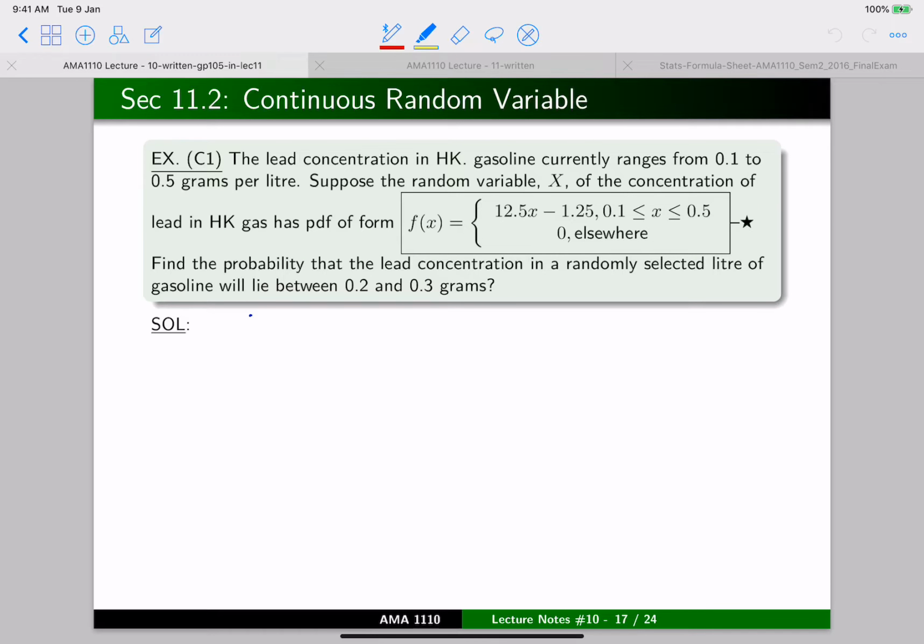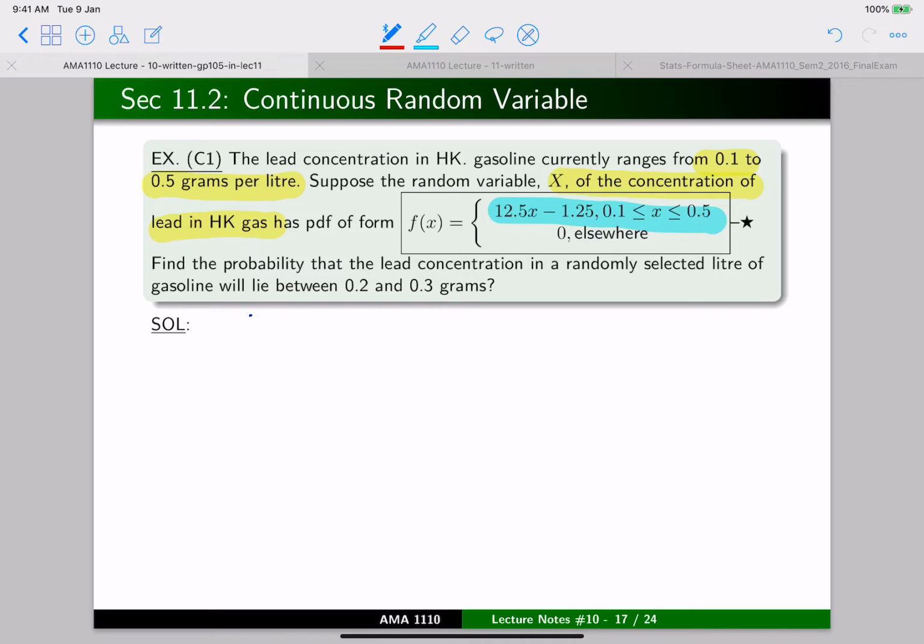So, for example, let's take the following example of lead concentration in Hong Kong gasoline. Suppose it ranges from 0.1 to 0.5 grams per liter, and suppose X represents the concentration of lead in Hong Kong gas. It has the following probability density function: f of x equals 12.5x minus 1.25 for x between 0.1 and 0.5, and 0 elsewhere. Find the probability that the lead concentration in a randomly selected liter of gasoline will lie in between 0.2 and 0.3.